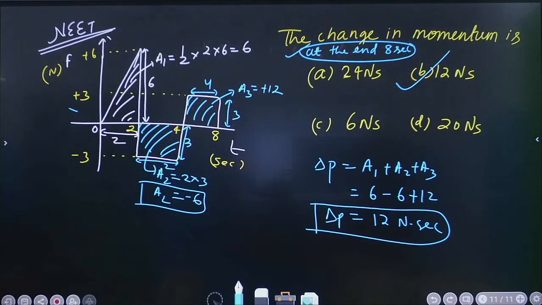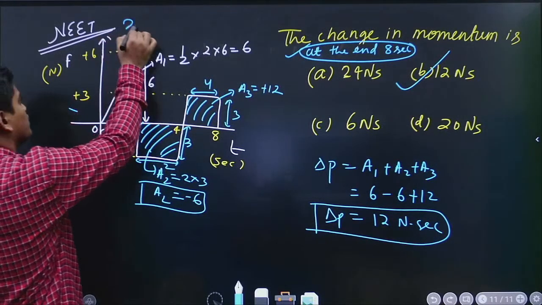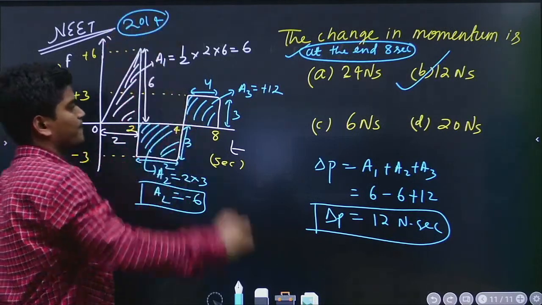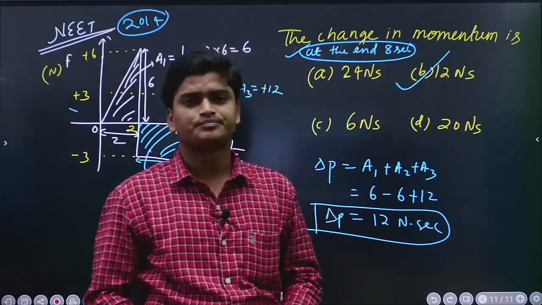Okay, so I hope you understand. Simply you need to calculate the positive area, the negative area, then add the areas, then you'll get the change in momentum. This type of question is mostly asked. It is also a previous year question, asked in 2014. I hope you understand.